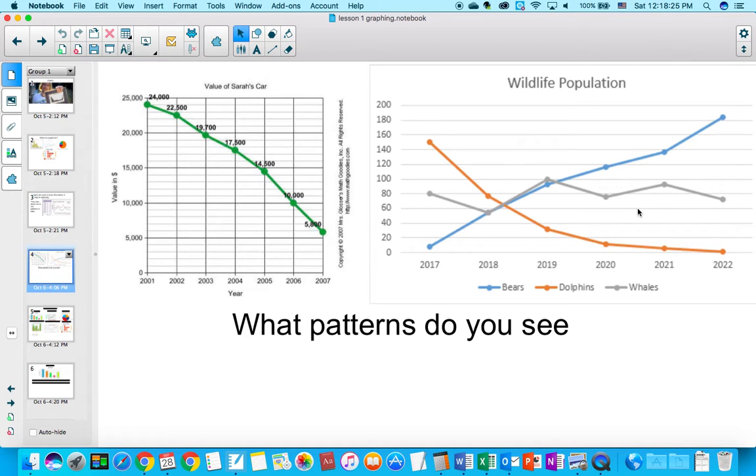Now, a careful thing, just in general life: graphs don't necessarily mean the different categories, like bears, dolphins, and whales, are related. Someone could show you this graph and say, well, bears are eating dolphins.